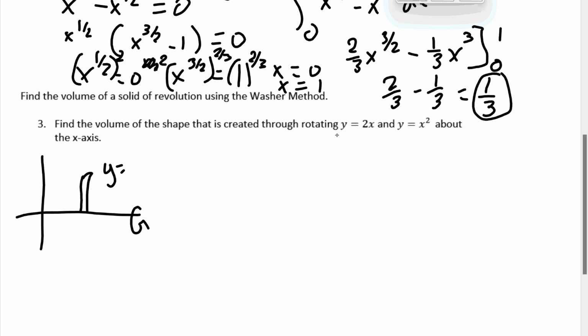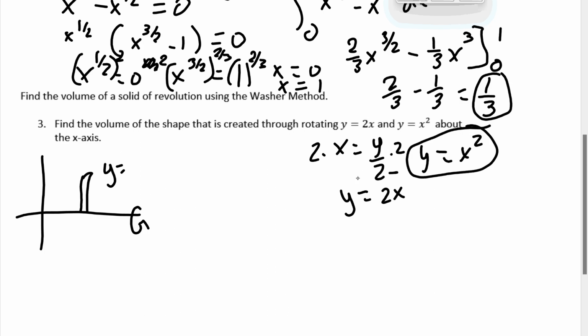So for instance, if I had the equation x equals y over 2, and my second equation was this, I would just go ahead and multiply this one by 2, and then they're both y equals equations, right? Because if I have a horizontal line of rotation, I want a perpendicular one for disks and washers. All right, so that's what I would want, and they both are y equals, so you might have to set them equal to y, or vice versa.